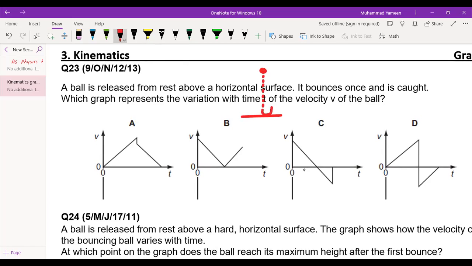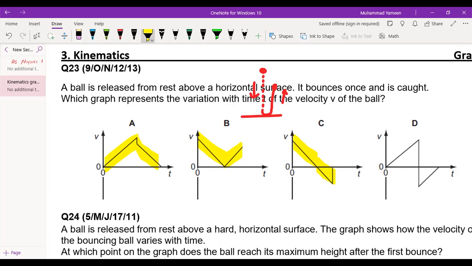And then after the first bounce, it is caught somewhere here, let's say. So the direction of velocity should change, and the sign of velocity should change. Over here in A, the velocity is positive throughout. In B, velocity is also positive throughout. In C, velocity changes from positive to negative.